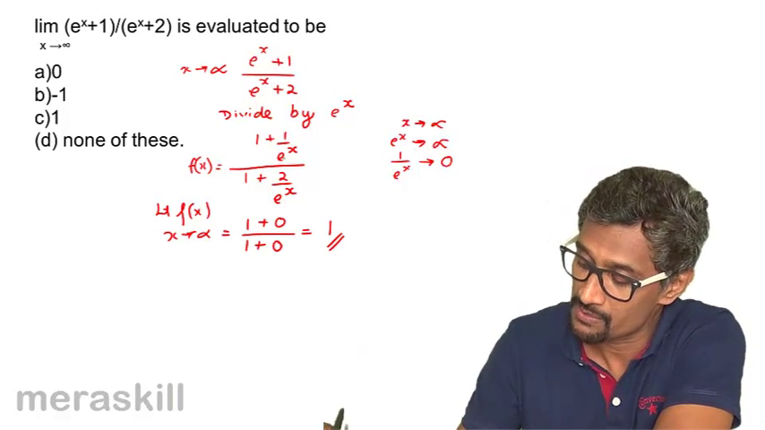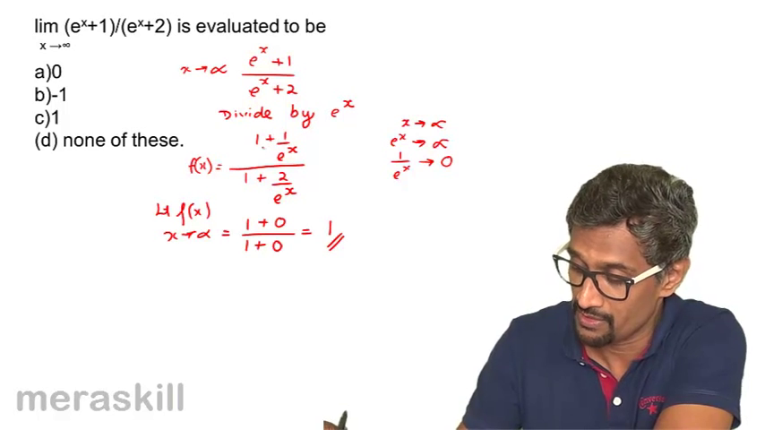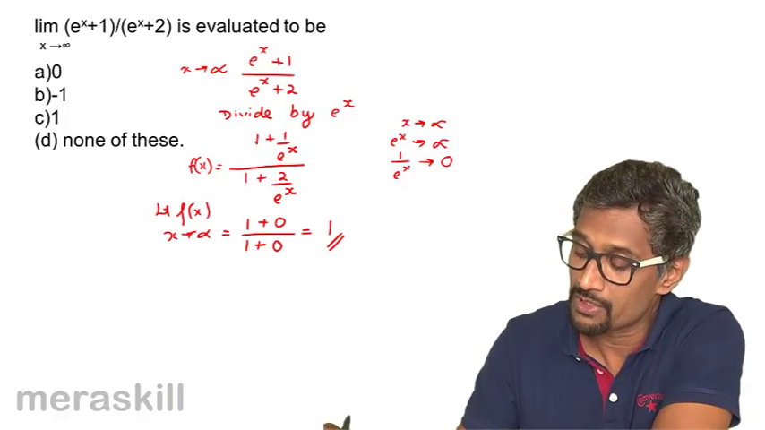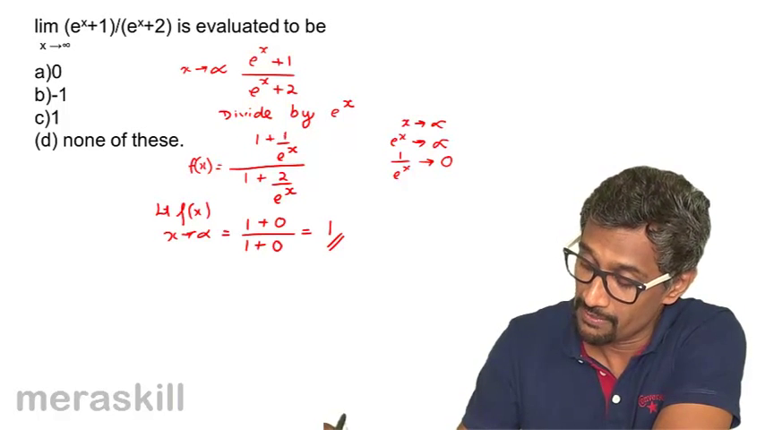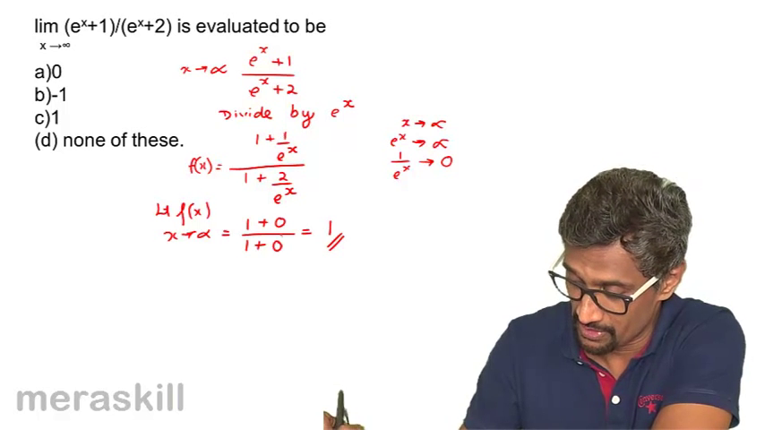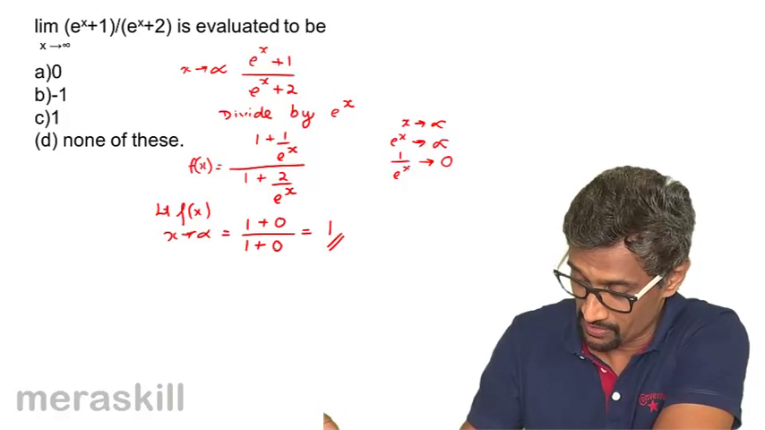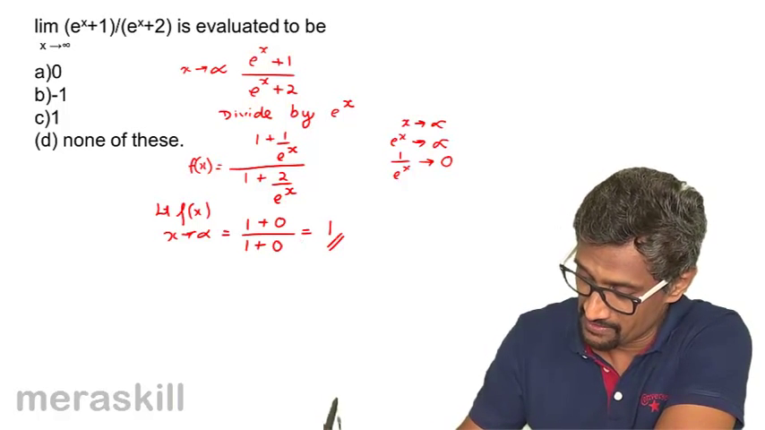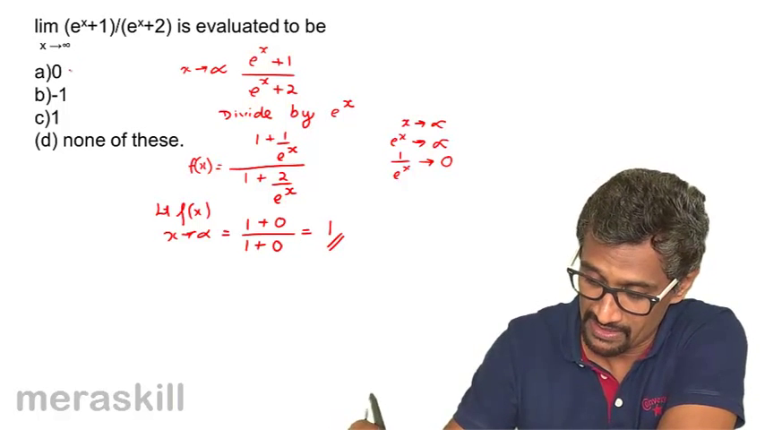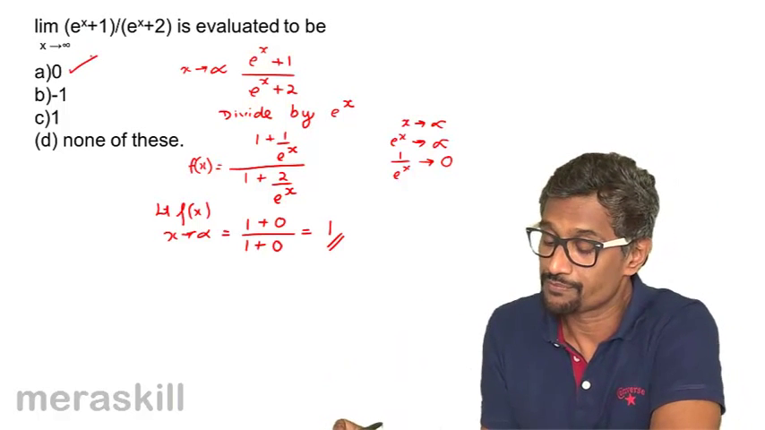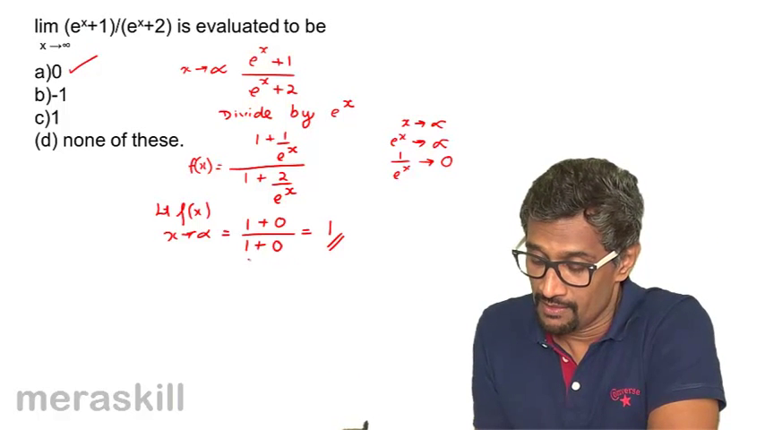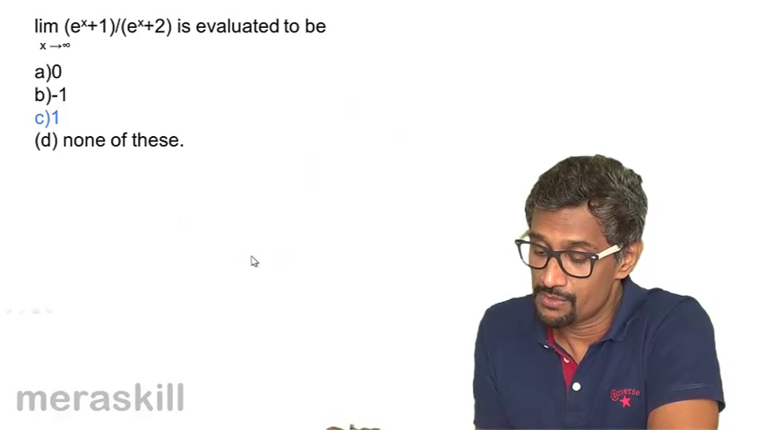So the limit of this function turns out to be limit of 1, which is 1, plus limit of 1 by e raised to x, which is 0, divided by 1 plus limit of 2 upon e raised to x, which is also 0. So ultimately it is 1. So this limit is 1. Alright. Hence we get it that way.